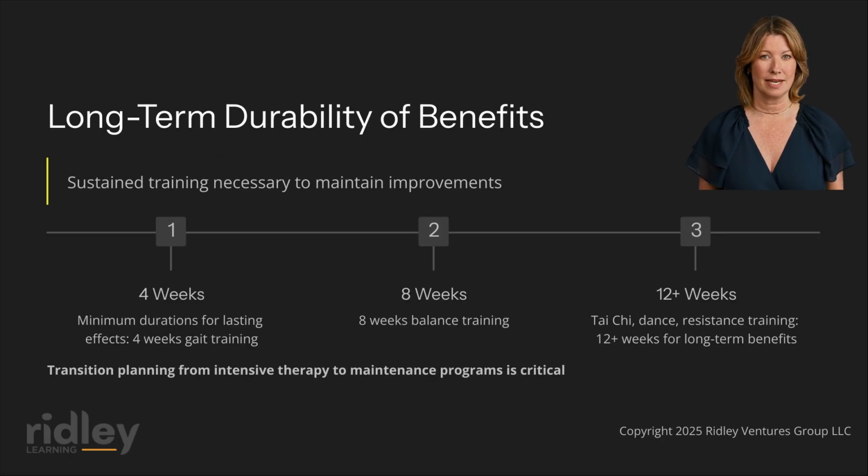The long-term durability of exercise-induced benefits remains an important clinical question, with evidence suggesting that sustained training is necessary to maintain improvements. A systematic review examining long-term effects found that minimum durations of 4 weeks for gait training or 8 weeks for balance training are needed for effects persisting 3 to 12 months. Sustained strength training, aerobic training, tai chi, or dance therapy lasting at least 12 weeks can produce long-term beneficial effects, though maintenance programs may be necessary to prevent regression following cessation of structured intervention. Transition planning from intensive therapy to maintenance programs represents a critical component of comprehensive rehabilitation planning.